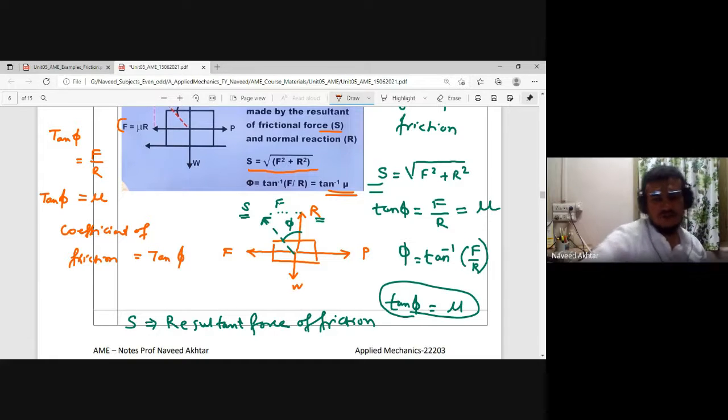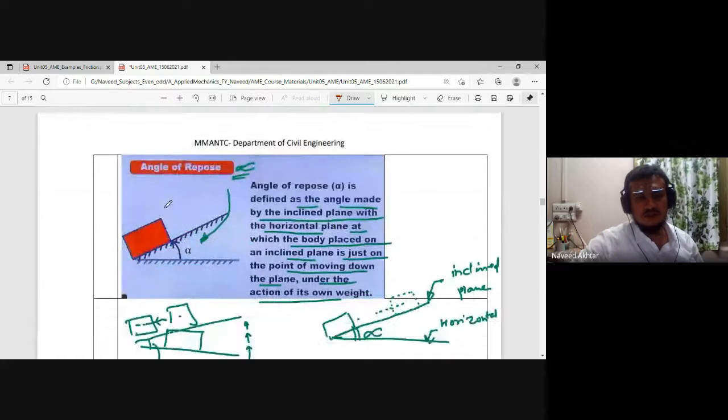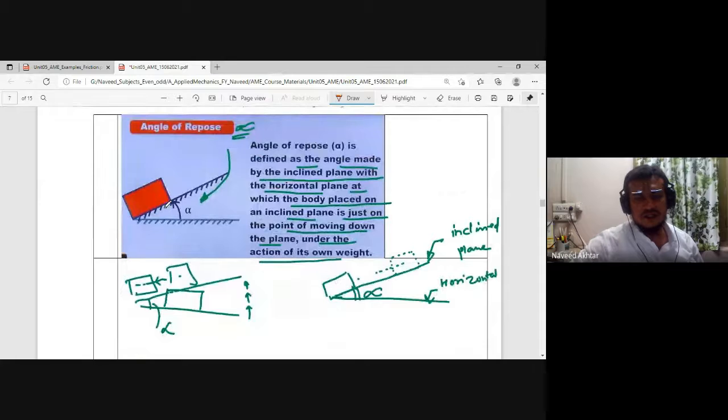Okay, all this we have seen, and we have covered all these topics. Then also you can see the angle of repose. The angle of repose is defined as the angle made by the inclined plane with the horizontal plane at which the body placed on the inclined plane is just on the point of moving down the plane.